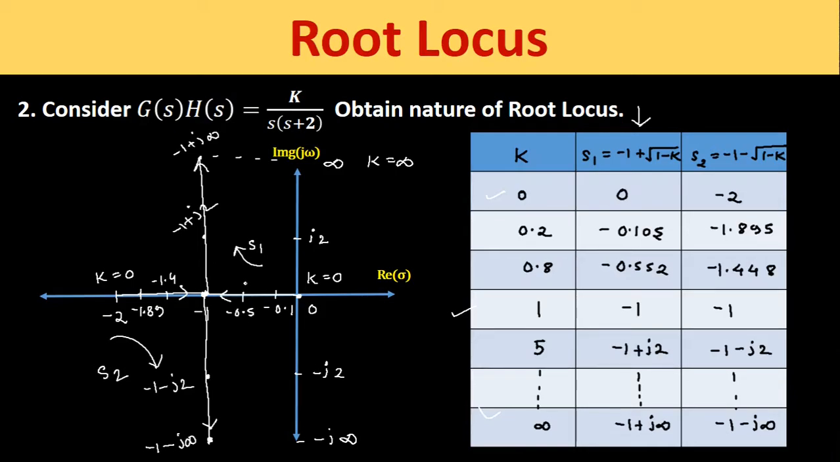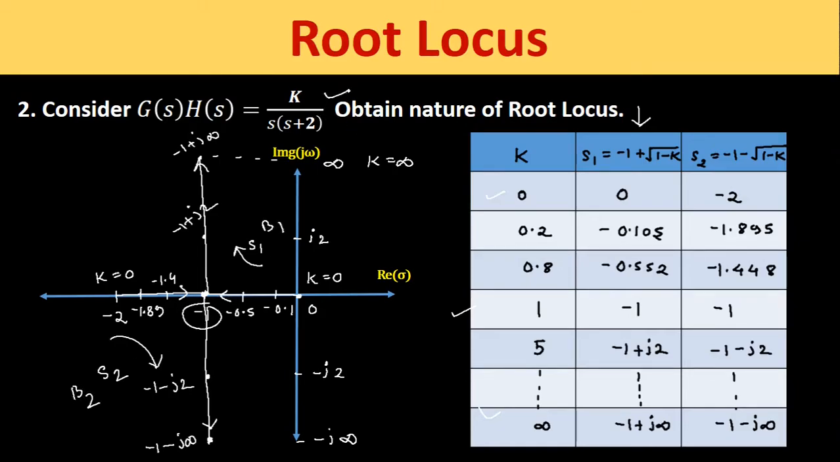So what observations can we make from this root locus? Here we can see that branch 1 shows the movement of S1 and branch 2 shows the movement of S2. The branches of S1 and S2 both approach minus 1 here, and then they divide into two branches. Both are approaching at minus 1 and dividing into different branches. So the number of branches is 2. For S1 we have branch 1, for S2 we have branch 2.